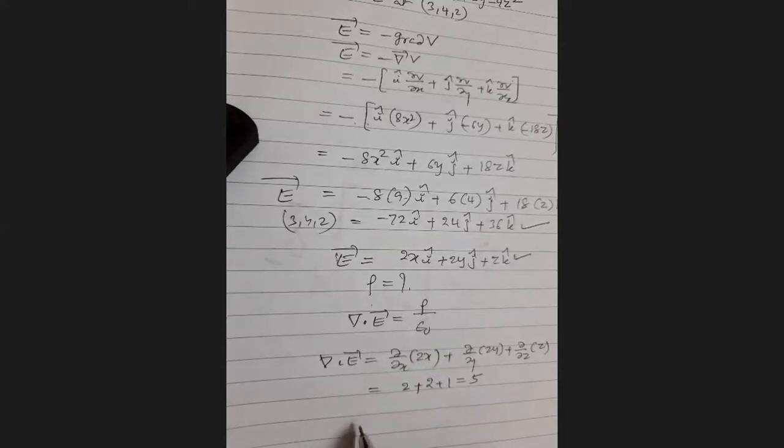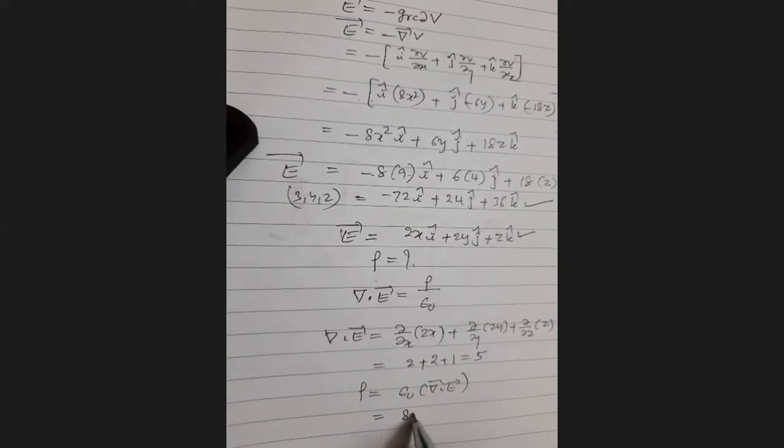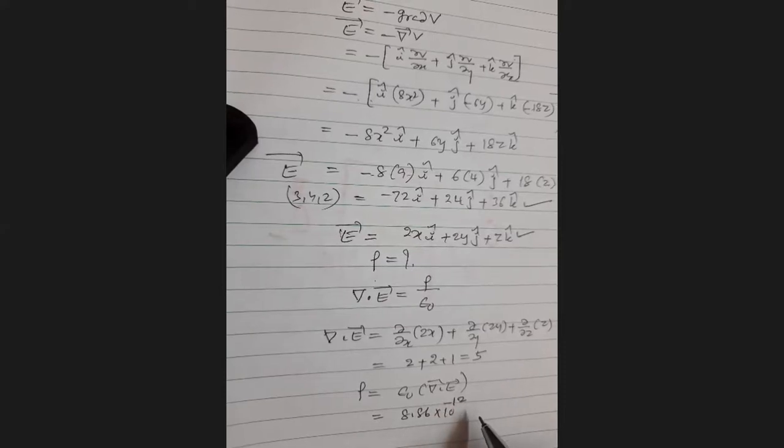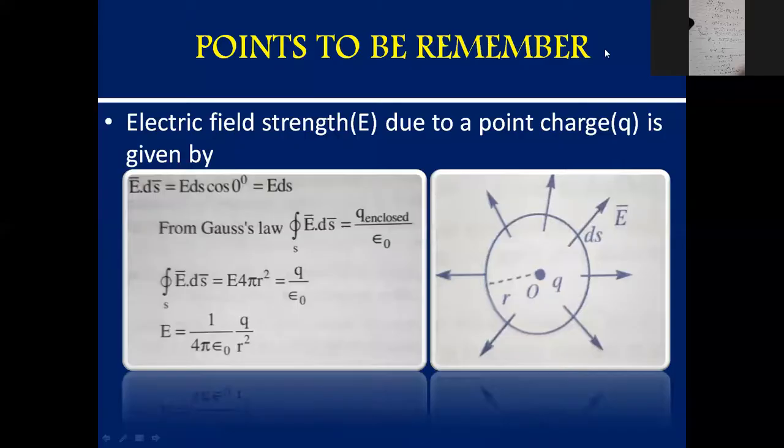So from this, rho equals epsilon naught times del bar dot E bar. Epsilon naught is the permittivity of free space, its value 8.85 times 10 power minus 12 coulomb square per Newton meter square, multiplied by 5 Newton per coulomb per meter. That equals 44.25 times 10 power minus 12 coulomb per meter cube. So in this lecture, we solved many problems on different concepts.